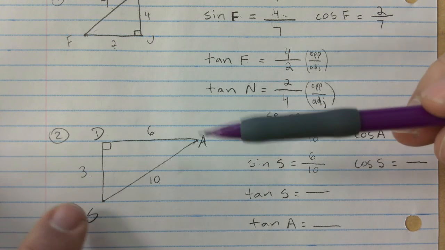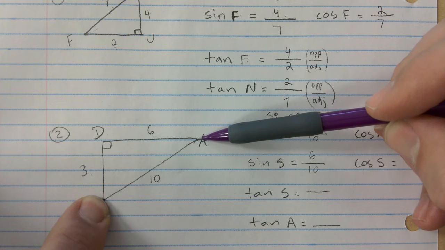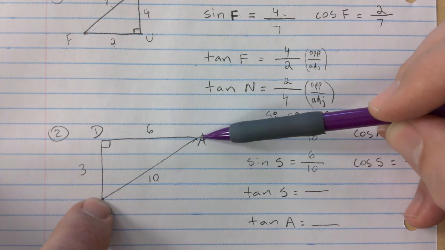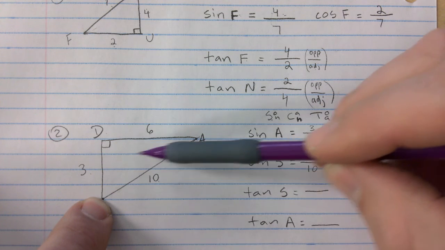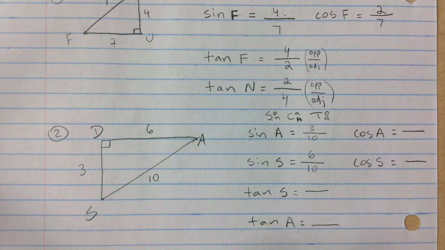Because imagine you're standing here and your friend is standing here. It's like, hey, go to the side opposite to you. And you say, hey, yeah, 6 is opposite to me. Your other friend says, no, no, no, 3 is opposite to me, right? So it's perspective, it's where you're standing.